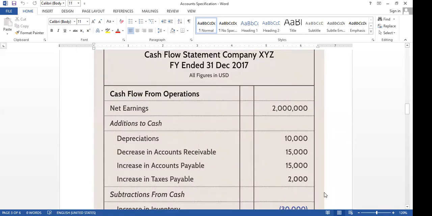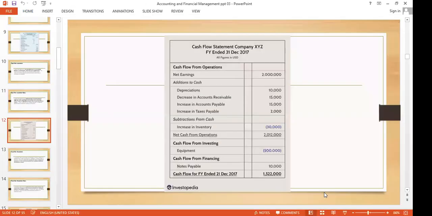Are you clear about cash flow statements? Please get a general idea of it.